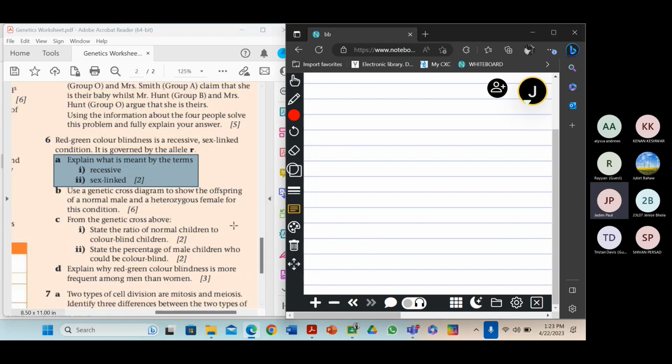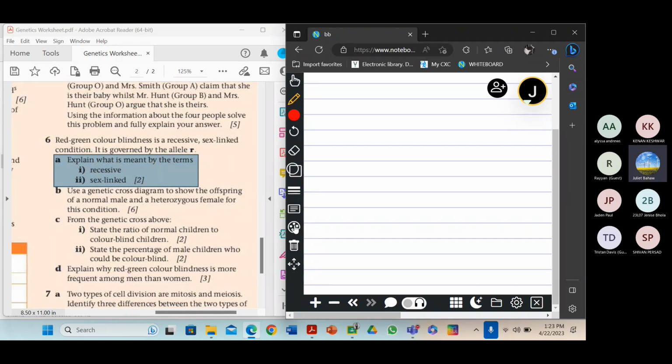Recessive is the allele of a gene that is being masked, or not expressed. All right. Ryan, what is sex-linked? Miss, I don't know the whole definition, but I know it has something to do with not determining the gender of the offspring.